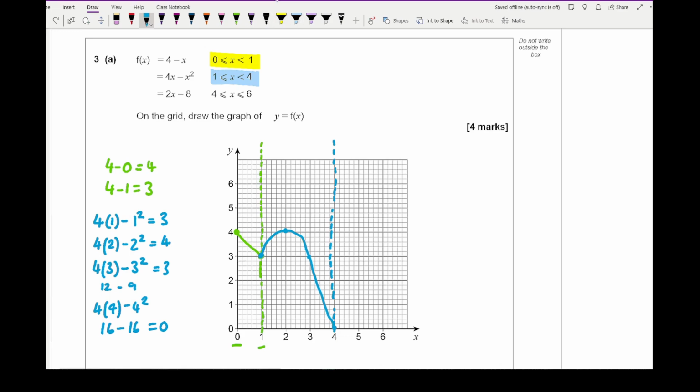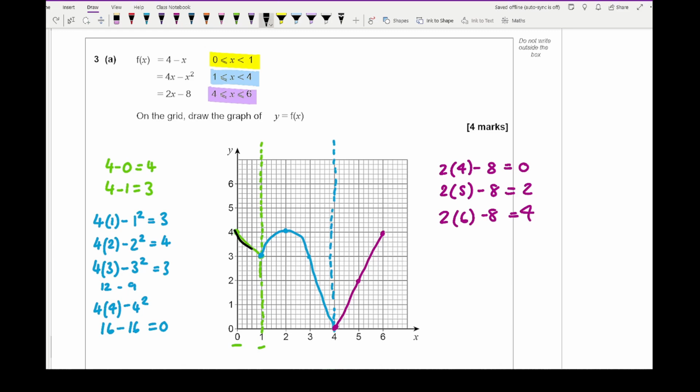And then for the last section, we've got the values of 4 and 6. So it's going to be 2 times 4 minus 8, which is 0, and 2 times 5 minus 8, which is 2, and 2 times 6 minus 8, which is 4. So it's going to be 0 and 2 and 4. And then just draw a line with a ruler from there. So what my final answer will look like is it will look like a straight line, then part of a parabola, and then a straight line like so.